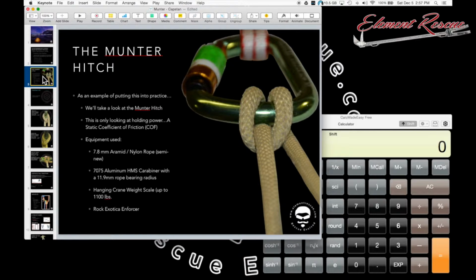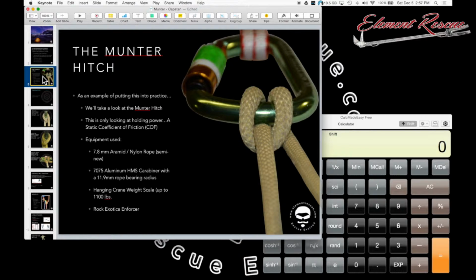With that, realize we're only going to be looking at the static coefficient of friction. That is how much force needs to be applied to the brake strand to keep you from moving, so just in a holding type of position, whether you are braking that casualty or that person that you're lowering off and just holding them statically, or if you're using it as a rappel device.